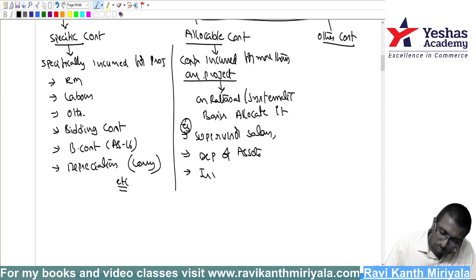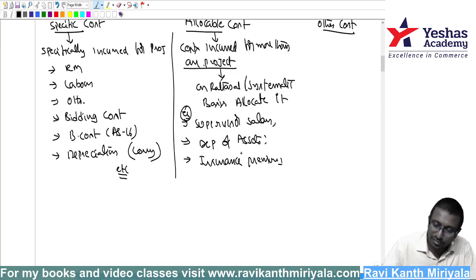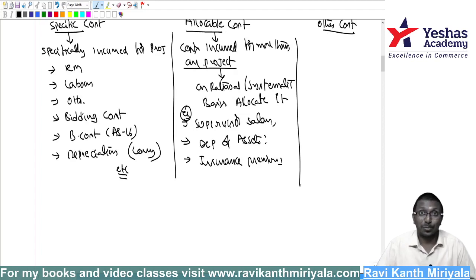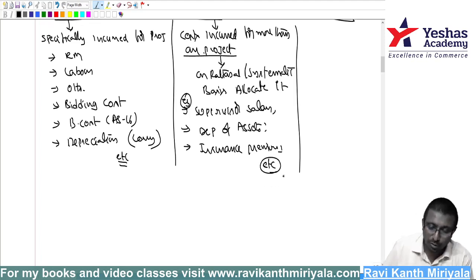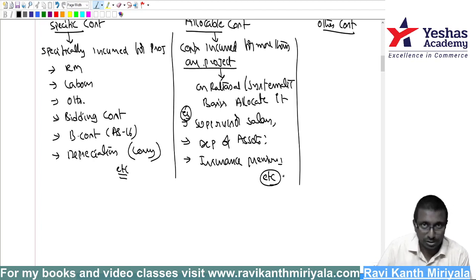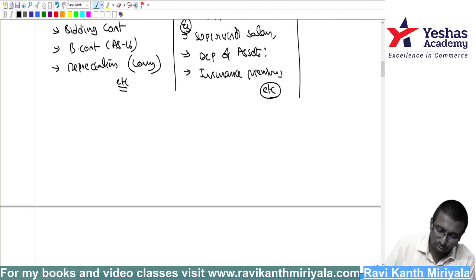Suppose you have paid some insurance premium. Suppose the contractor has taken an insurance policy, not life insurance, for construction purposes, because if something happens in construction, instead of him bearing it, the insurance company will bear it. But he has paid a lump sum amount as premium. Now what am I supposed to do with that premium? Allocate it. Are you getting my point? Something which you have incurred not specifically for one project but for more than one project.